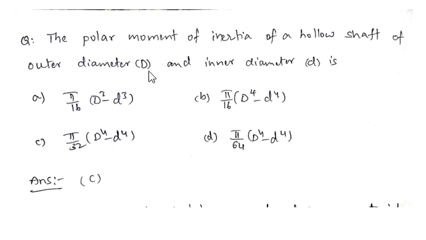And when we see the next question, the polar moment of inertia of a hollow shaft of outside diameter capital D and inside diameter small d is: option A, pi by 16 D cube minus d cube; option B, pi by 16 capital D power 4 minus small d power 4; option C, pi by 32 capital D power 4 minus small d power 4; and option D, pi by 64 capital D power 4 minus small d power 4. And here the answer is option C, pi by 32 capital D power 4 minus small d power 4. So here the question is asking the polar moment of inertia of a hollow shaft.